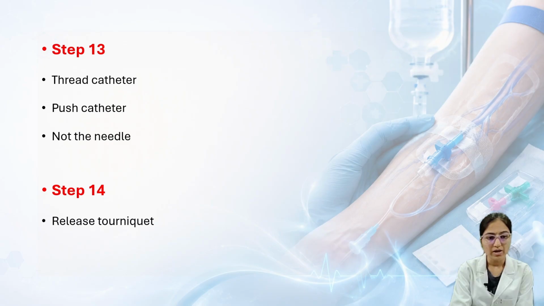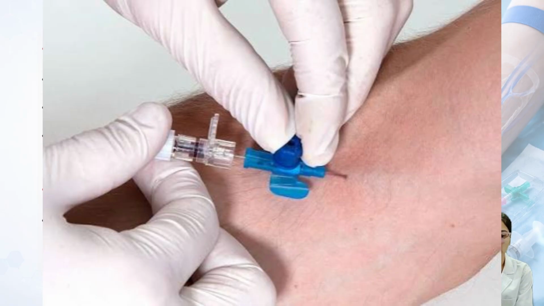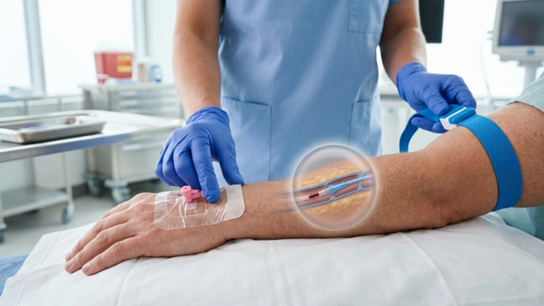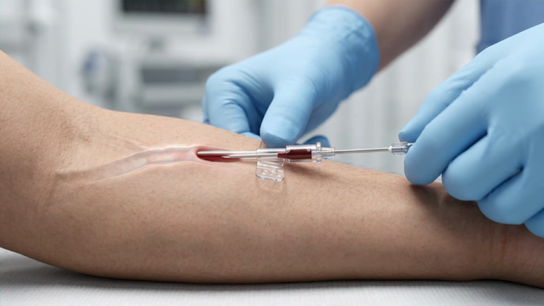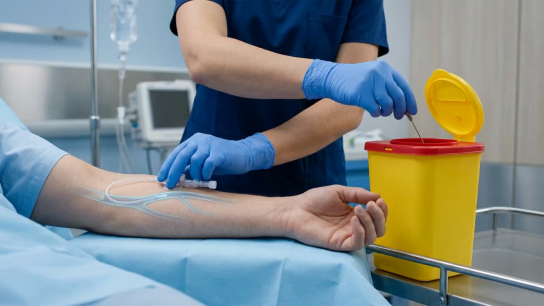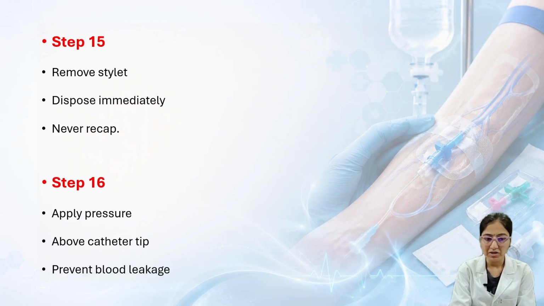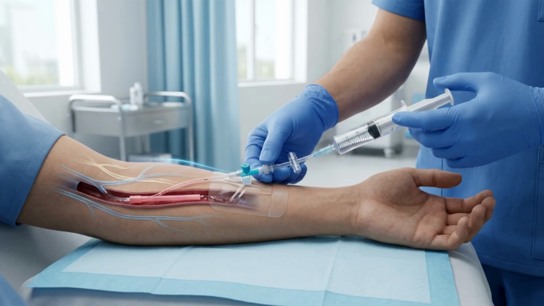After that, we need to thread the catheter. Push the catheter, and not the needle. This is very important. Then release the tourniquet. After that, remove the stylet, dispose of it immediately, and never recap it. Next, apply pressure above the catheter tip to prevent blood leakage.